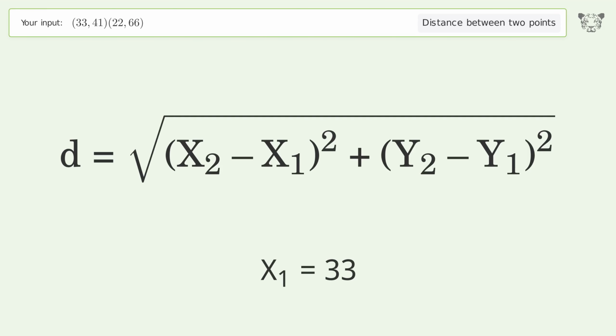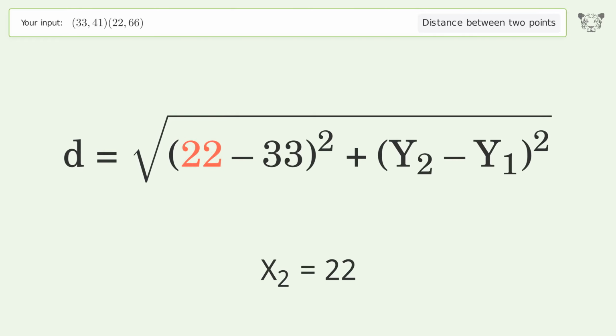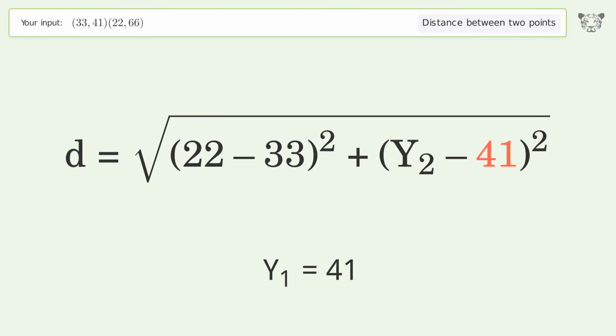x1 equals 33. x2 equals 22. y1 equals 41. y2 equals 66.